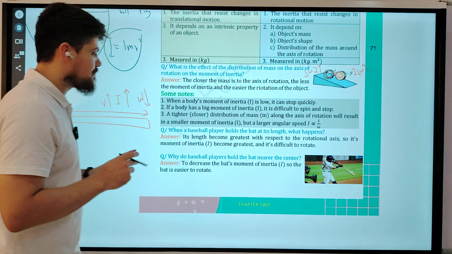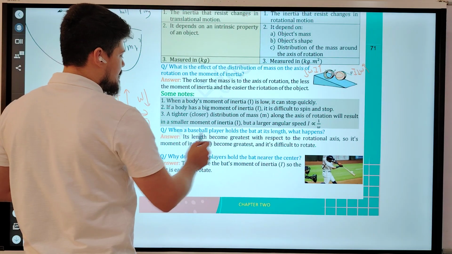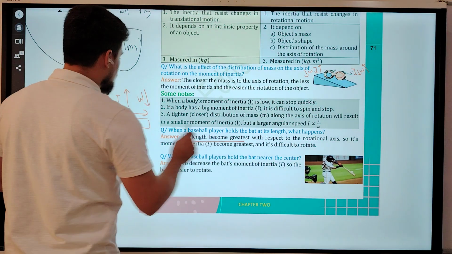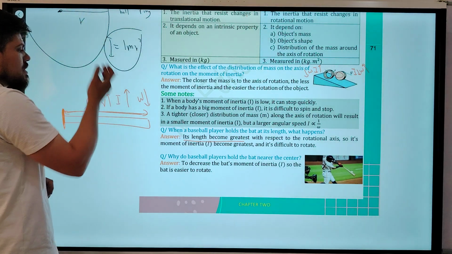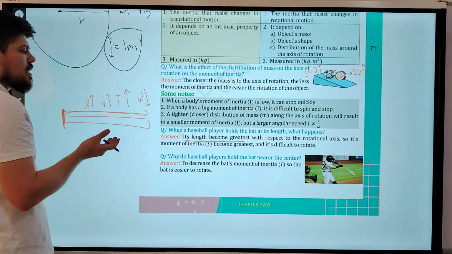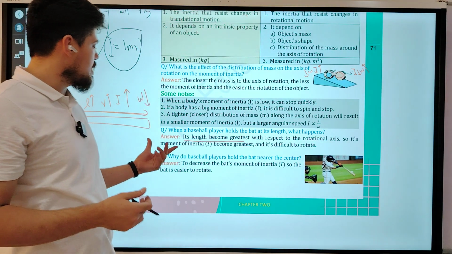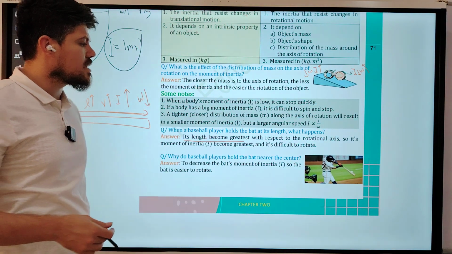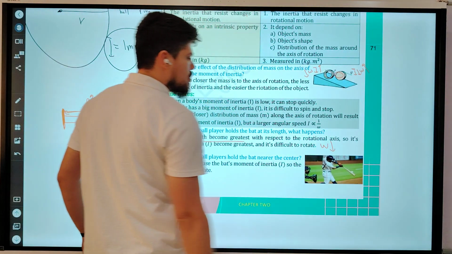So when a baseball player holds the bat at its end, what happens? Its length, R or L, becomes greatest, and moment of inertia is directly proportional to it. The angular speed decreases with respect to the rotational axis. So the moment of inertia becomes greatest and it is difficult to rotate. Why? Because it has less angular speed.